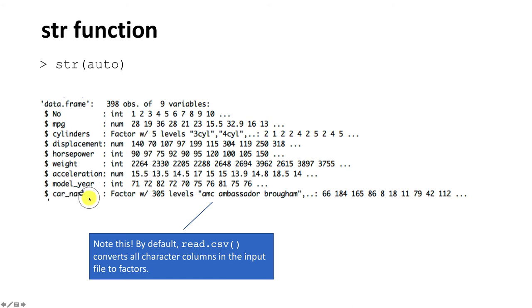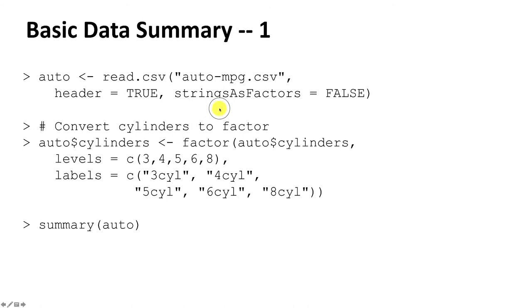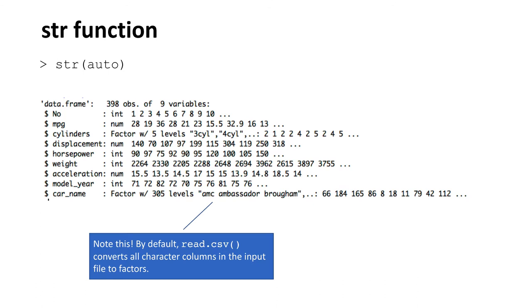Now, incidentally, notice that car name has been read in as a factor. Which means that there is a slight inconsistency, because when I showed the command to read it, I said stringsAsFactors equals FALSE. In fact, if you use that command, it won't be read as a factor, but the result I'm displaying here is a result of not reading it with that particular option. So there is an inconsistency between this and my command itself. Don't get confused by this.